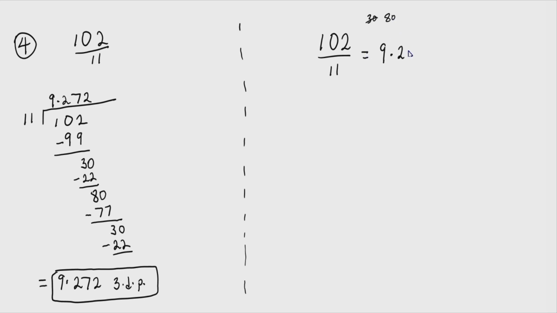So in 80, 11 and 80 is 7. Plus 11 times 7 is 77. So 77 from 80 is 3. So again, 11 and 30 is 2. And obviously we're going to have 8 again. And it's just going to keep repeating. And that's pretty much the answer as we found out previously.